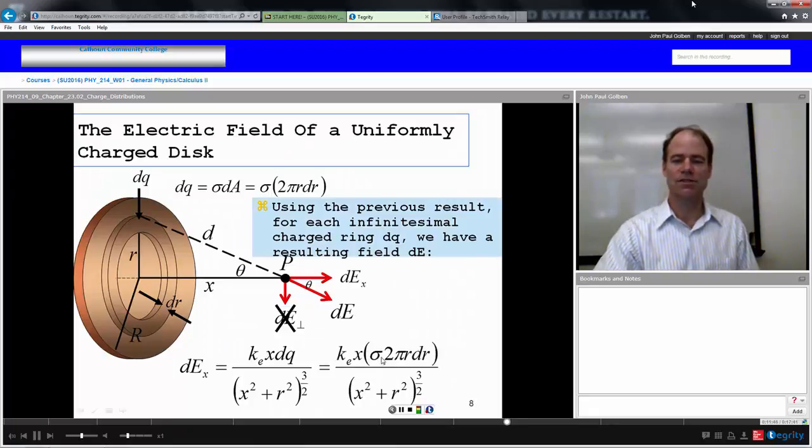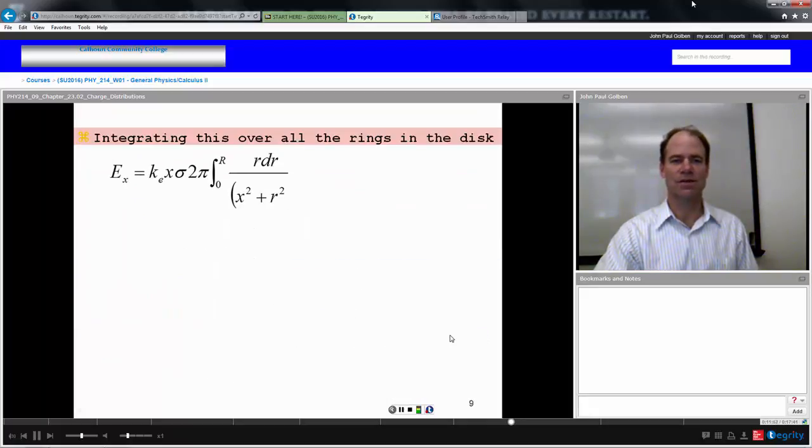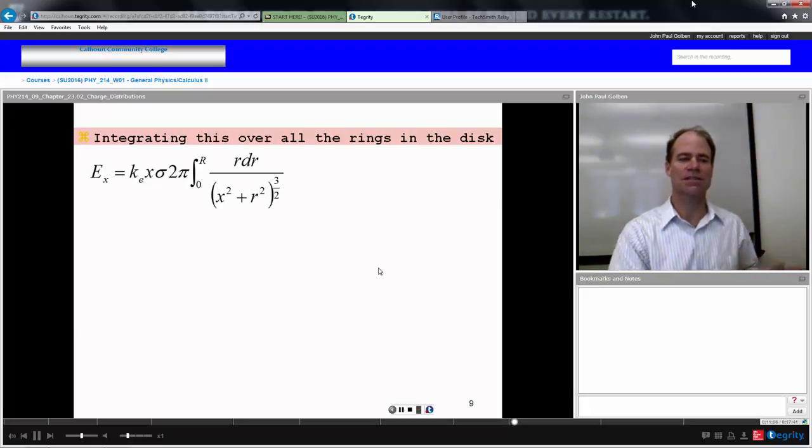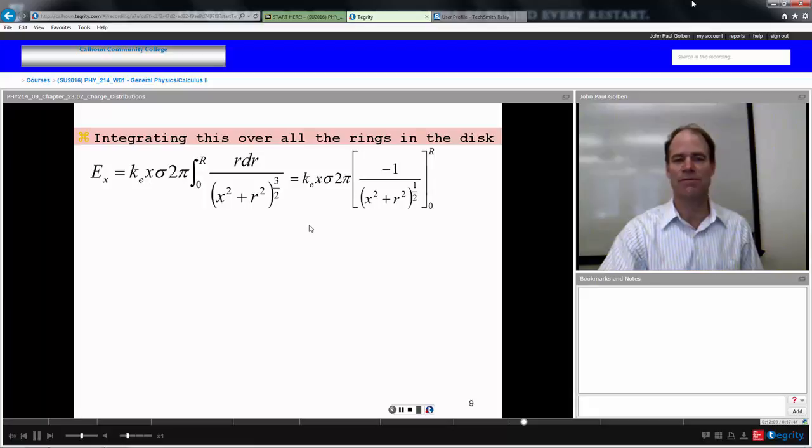And our dq is going to be our surface charge density, 2 pi r dr. We're going to integrate this over the radius of this full disk, take out our constants. So we have k x sigma 2 pi, evaluate this integral from 0 to the radius of the disk, r dr over x squared plus r squared to the 3/2 power.